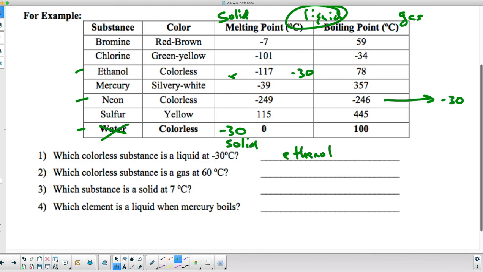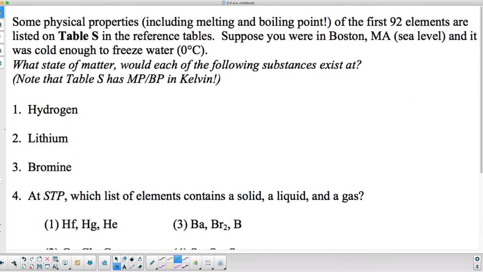Which element is a liquid when mercury boils? So where does mercury boil at? Mercury boils at 357. So that means I need a substance that is a liquid less than its boiling point, which is 357. Do we have any boiling points more than 357? And the only one is this one here. So 357 comes in between 115 and 445, so the last one here must be sulfur, and that is SULFUR at the end. Okay, let me just check to see what we got here.